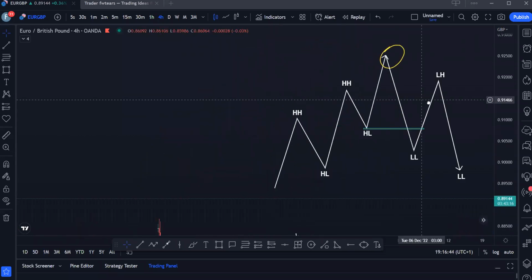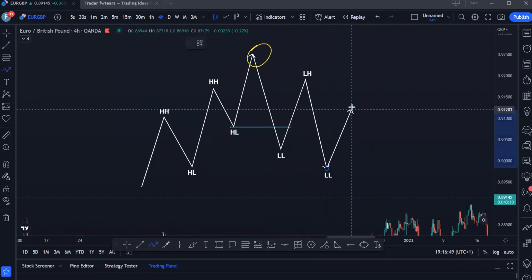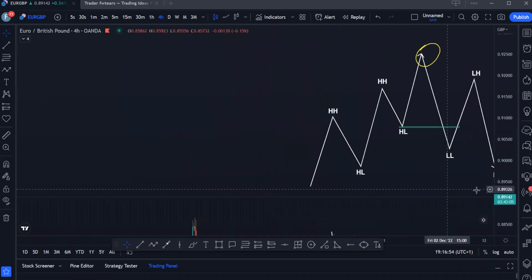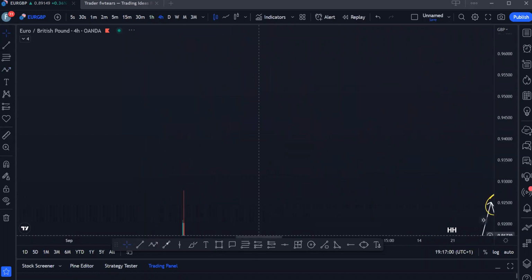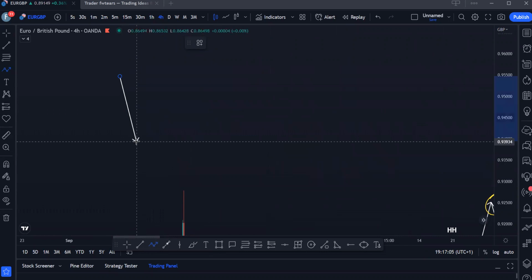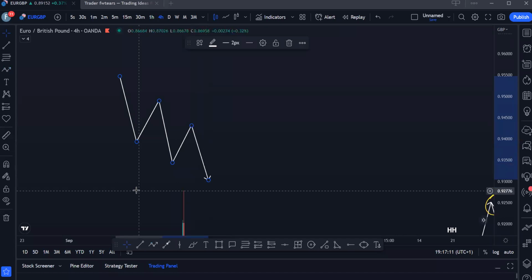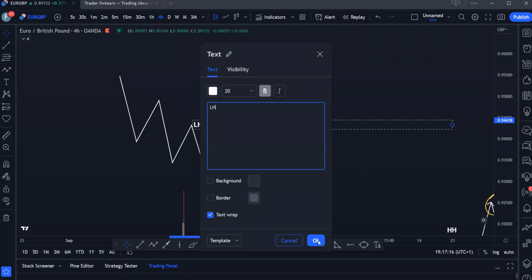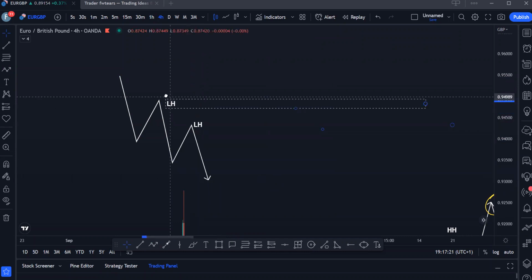On the flip side, when price wants to shift, we can have this continue like so, correction, okay. On the flip side, when price is shifting from a downtrend, impulse, correction, impulse, like so, let us label it. This is our lower high. Lower high.